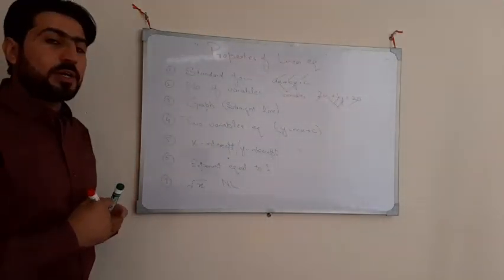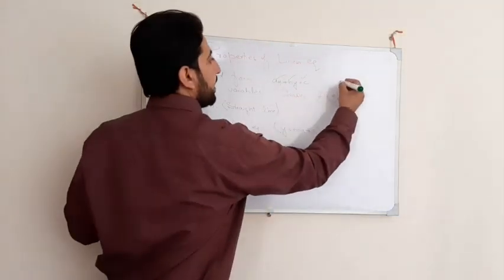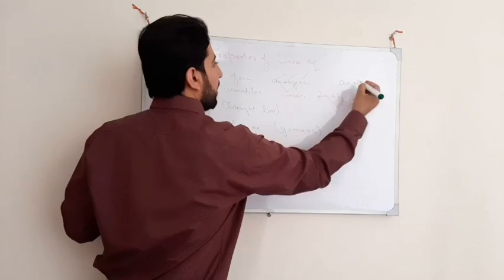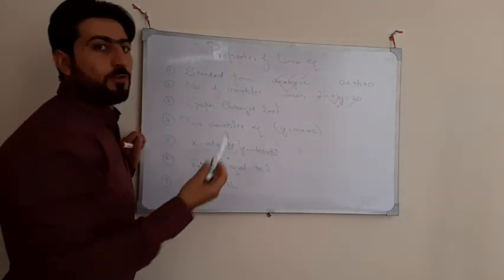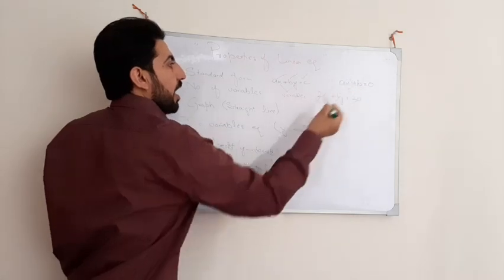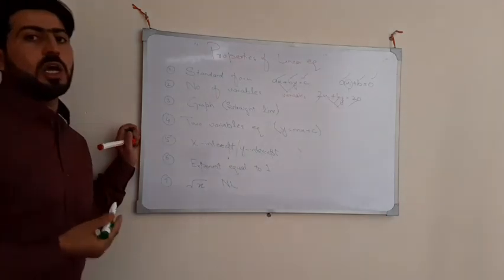We also have a standard form of linear equation with one variable, that is ax plus b is equal to 0. This is the standard form for one variable. Here we have a variable x, while a, b, 0 are called constants.